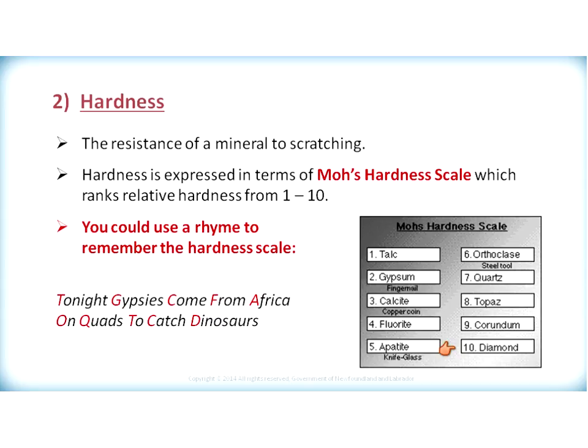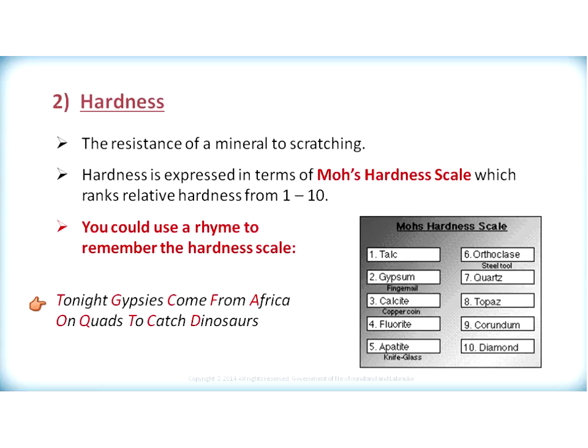So if we had to memorize these minerals on Mohs hardness scale from softest to hardest, we could use a rhyme. Again, the first letter in the rhyme corresponds to the first letter in the name of the mineral. The rhyme that I use in class is, tonight gypsies come from Africa on quads to catch dinosaurs.